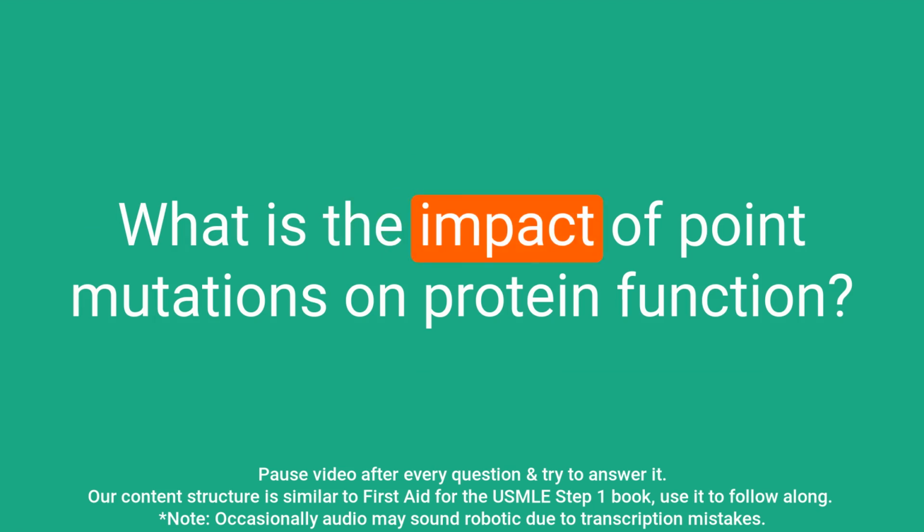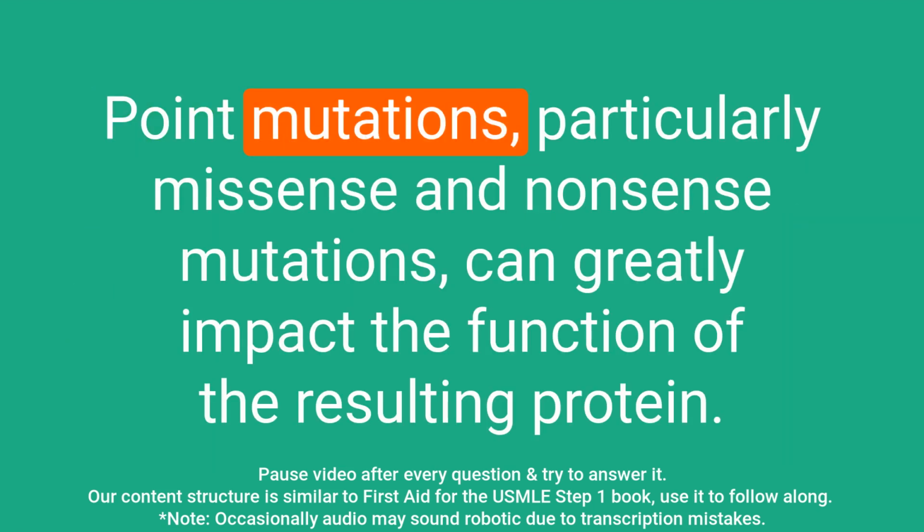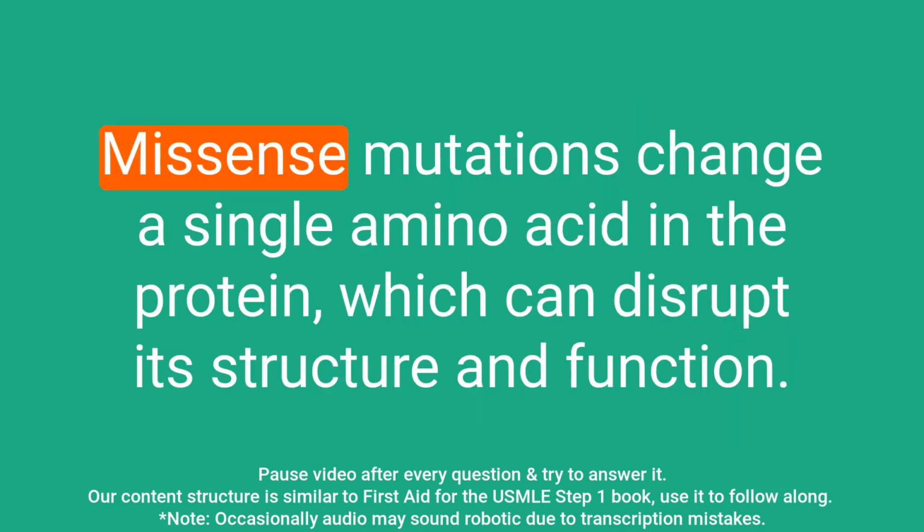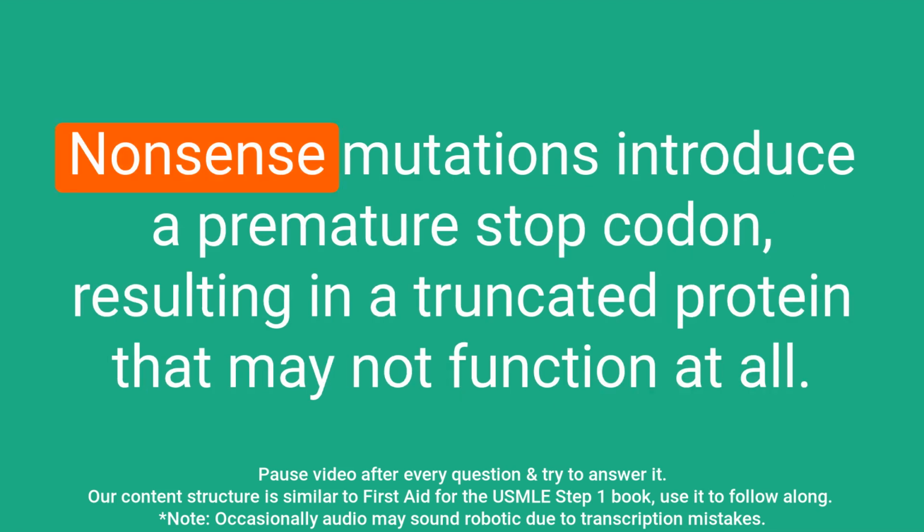Question: What is the impact of point mutations on protein function? Answer: Point mutations, particularly missense and nonsense mutations, can greatly impact the function of the resulting protein. Missense mutations change a single amino acid in the protein, which can disrupt its structure and function. Nonsense mutations introduce a premature stop codon, resulting in a truncated protein that may not function at all.